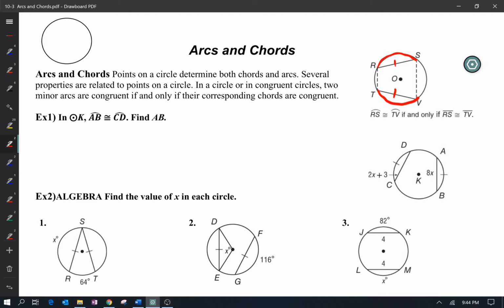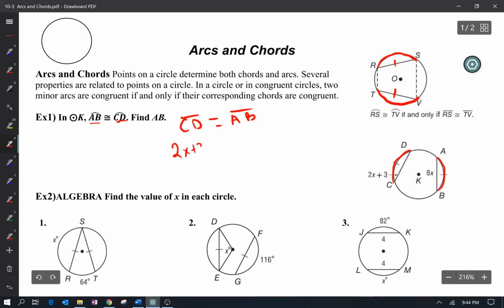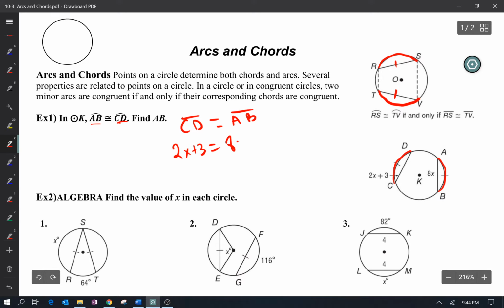So if AB is congruent to CD, what are we saying in this first picture over here? We're saying this arc is congruent to this arc. So the chords must be equal. Then I'll say line CD must be equal to AB. And thus 2x plus 3 must be equal to 8x. Do a little bit of algebra, minus 2x, we get 6x equals 3. We get x equals 1/2.